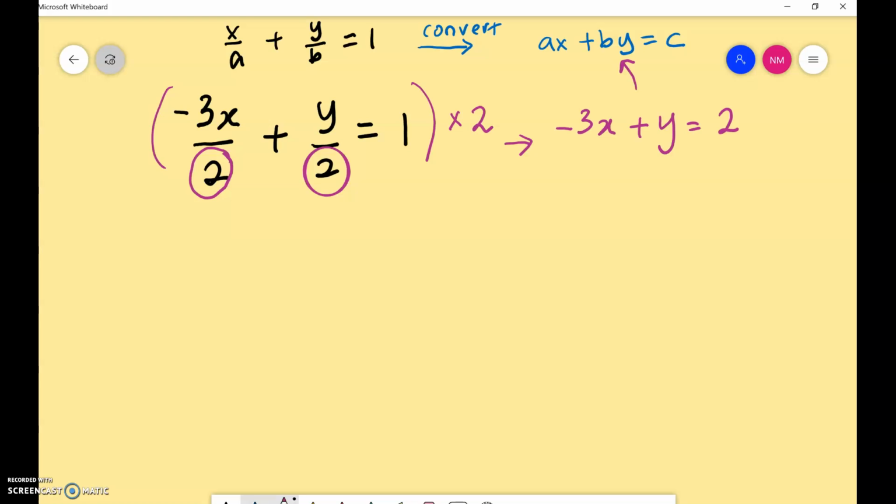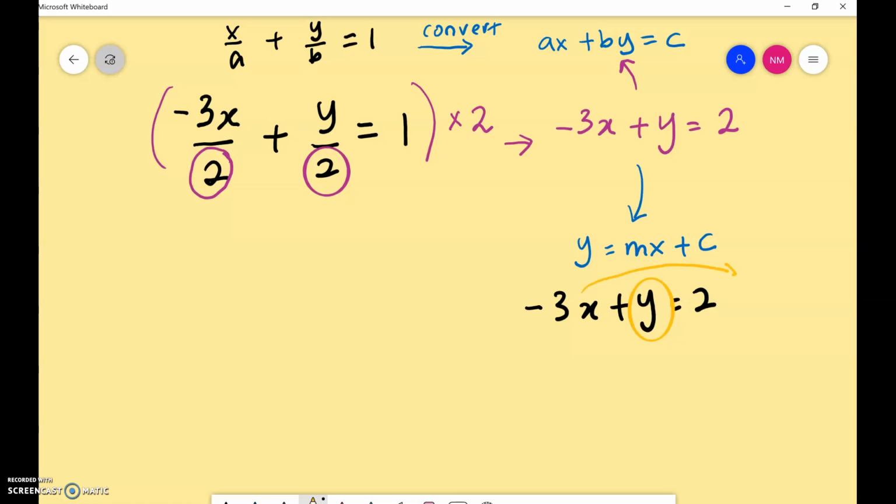How about if we want to convert from here to y equal to mx plus c? As for this one, I believe that you know how to do that. We have learned it before. But let's recall. If you look at this equation, it's already negative 3x plus y equal to 2. So we want to make y on the left hand side, and the rest we want to bring to the right. So it will become y equal to 2 plus 3x. Remember, when we bring the negative 3x to the right, it will become positive 3x.